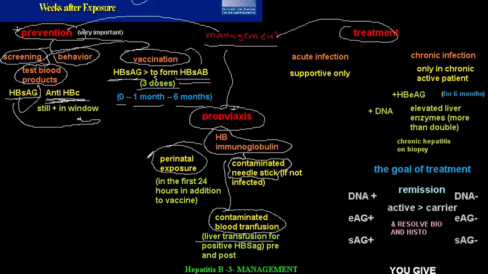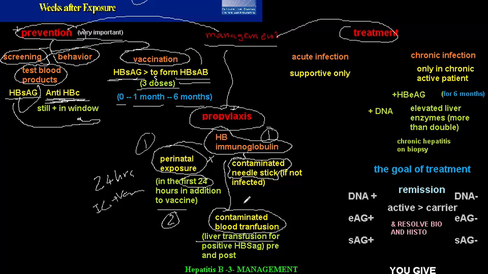Now let's start with the perinatal exposure. If we have a mother with hepatitis B virus, once she gives birth to her child, we have to give him 2 things. The first one is the hepatitis B immunoglobulin, and the second one is the vaccination. So both of them should be given. This should be done in the first 24 hours. So please remember, in the first 24 hours we give immunoglobulin and we give the vaccination, which is hepatitis B surface antigen. This is the first case.